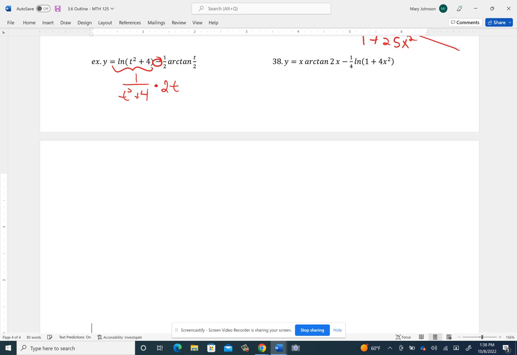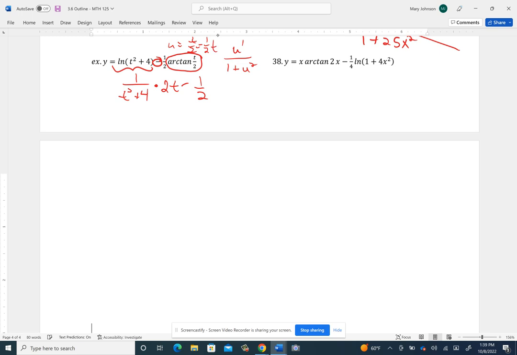So we do that. Then here, we bring the 1/2 down. That was a numerical coefficient. That's just a constant. And then we're going to focus on doing this piece right here. So this is the formula that says the derivative would be u prime over 1 plus u squared. And here the u would equal t over 2. That's 1/2 t. Okay? All right, so let's go ahead and do it.